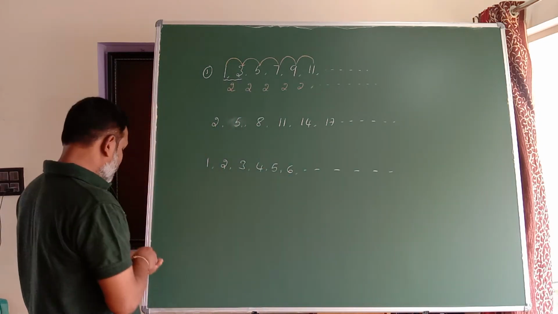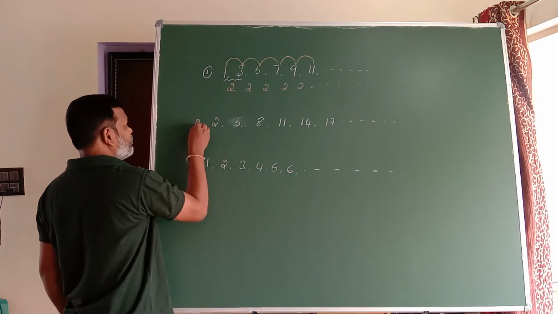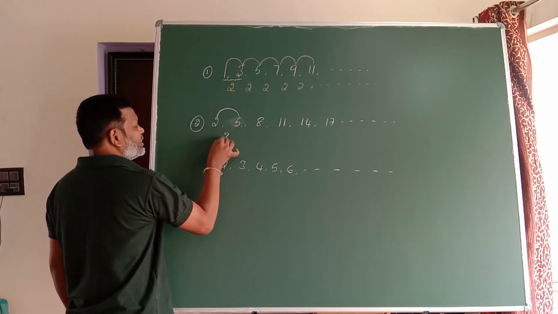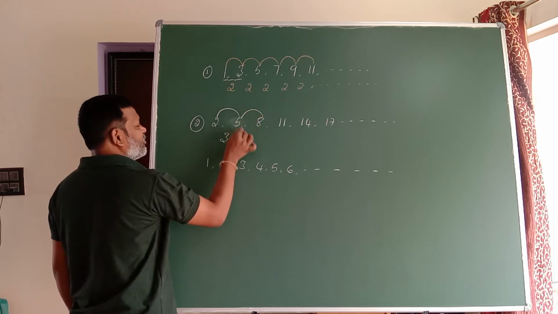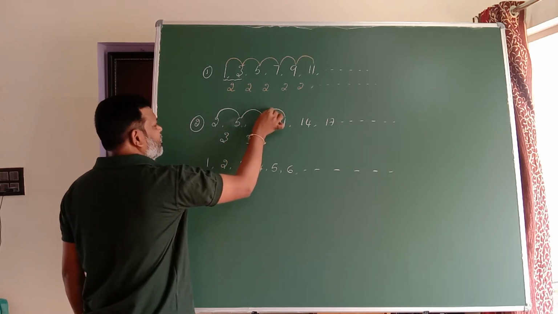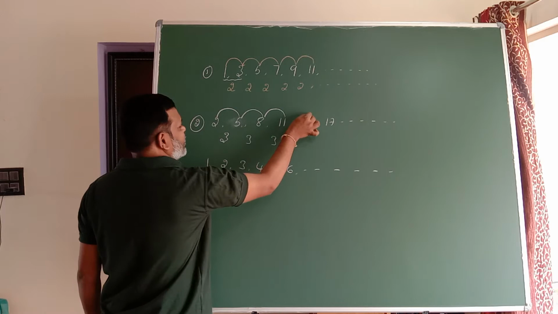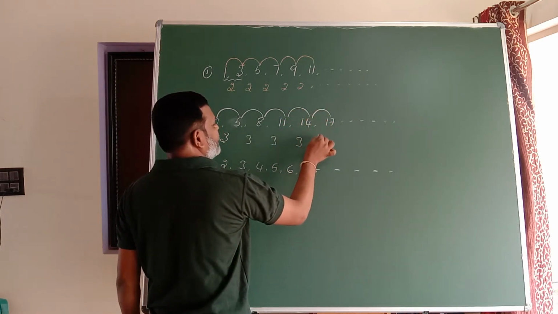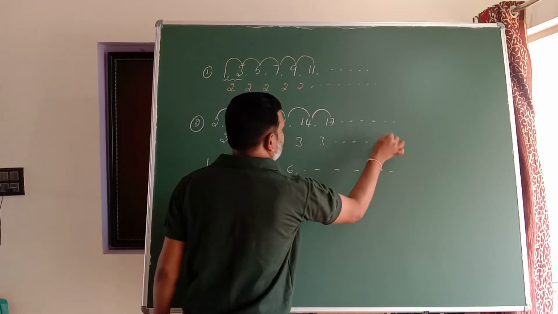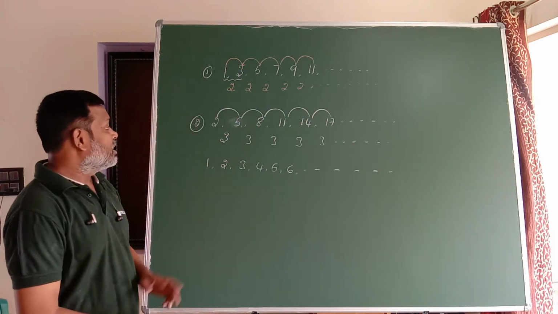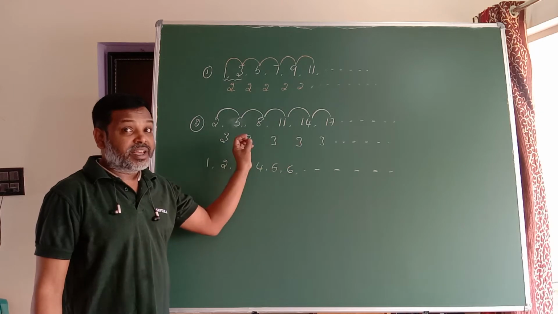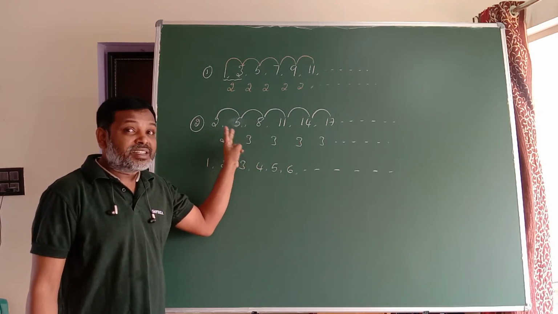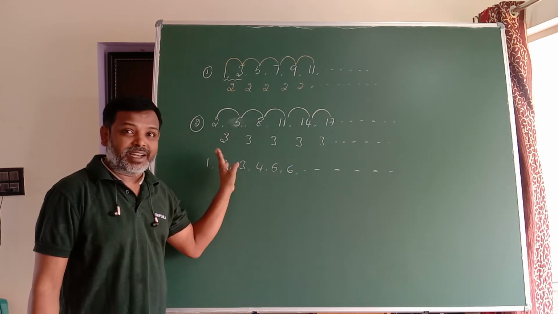Look at the same thing in the second example. Difference of 5 and 2 is 3. Difference of 8 and 5 is 3. Difference of 11 and 8 is 3. Difference of 14 and 11 is 3. Difference of 17 and 14 is 3, and it's all continuous. That means here also there is a common difference between every pair of succeeding term and the preceding term.